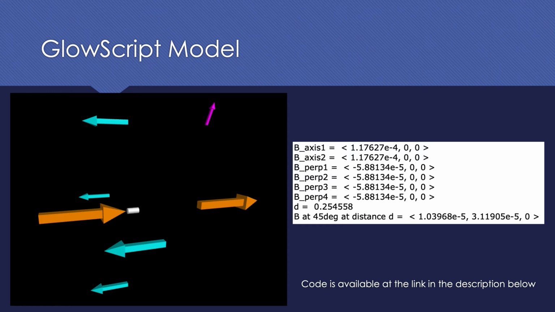To visualize the magnetic field produced by the magnet, this model was coded using GlowScript. The model is shown on the left and the calculation results are shown on the right. This model has magnetic field vectors at various locations around the dipole. 2 orange arrows represent the field on axis, the 4 cyan arrows represent the field perpendicular, and the pink arrow is the 45-degree off-axis field. To see the full code for this model, go to the link in the description.